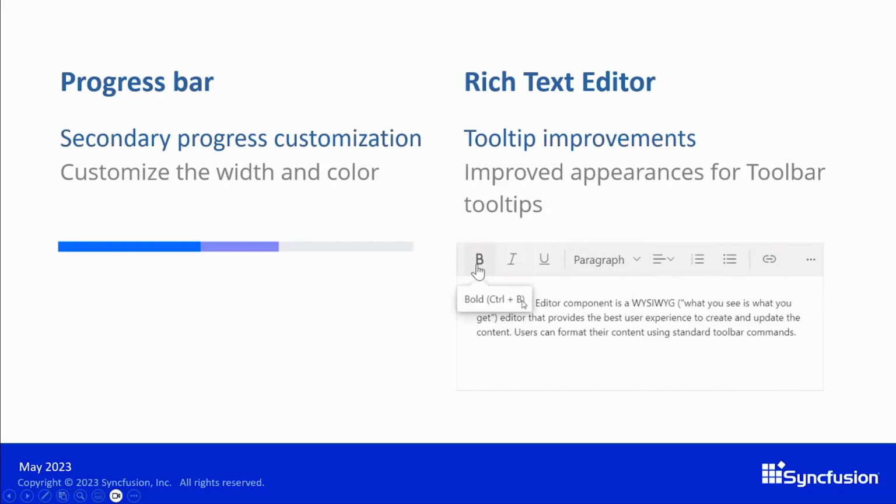So the appearance of the tooltips has been improved a lot, and also to give more clarity and better user experience. The additional information, like what are the shortcuts for that particular commands, everything has been updated in the tooltip. So this is one such improvement made to the tooltip component. Sorry, tooltip improvements made in the rich text editor component.